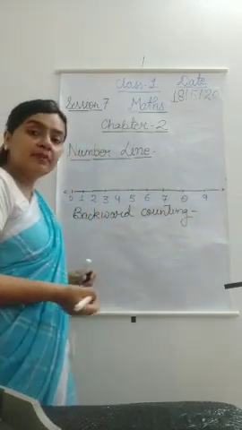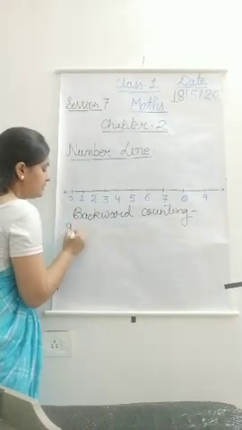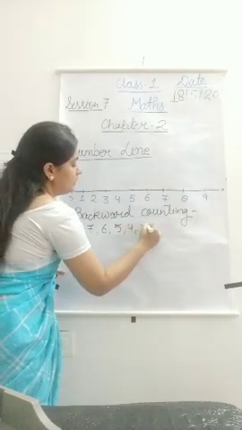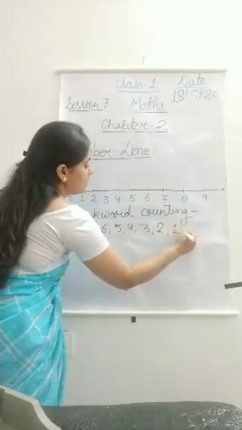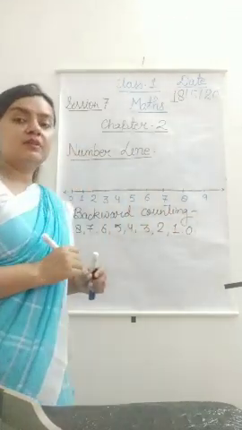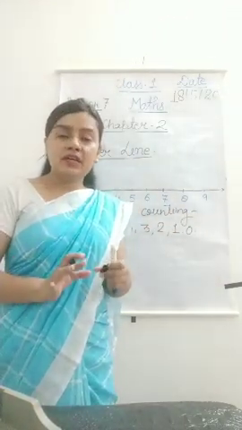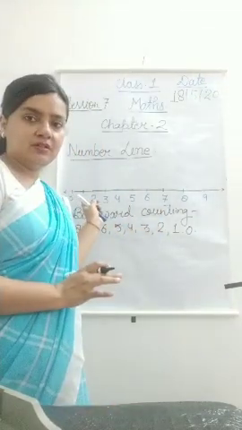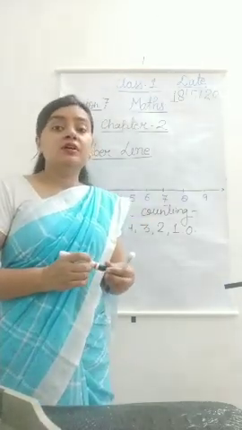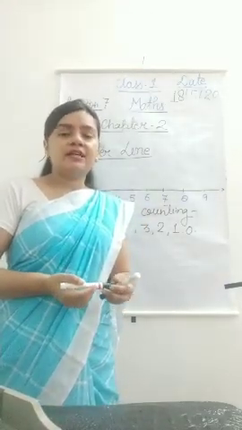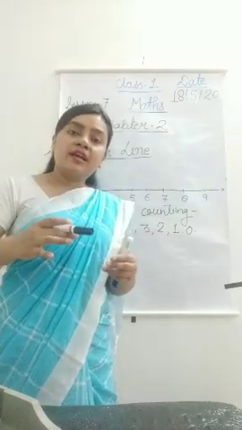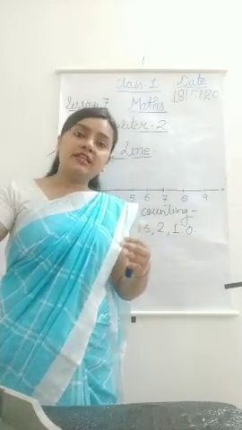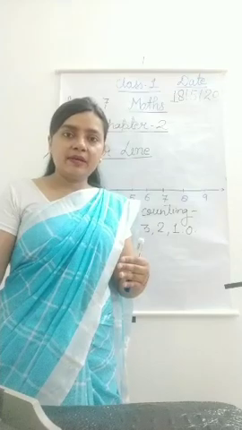Okay, so what will be the backward counting? Backward counting will be 9, 8, 7, 6, 5, 4, 3, 2, 1 and 0. This is backward counting. Here why have I written 0? Because here I have mentioned 0. But if in the question it is written to write down numbers 1 to 9 by forward counting, then you will start from 1 and you will finish at 9. Okay. Are you getting me?